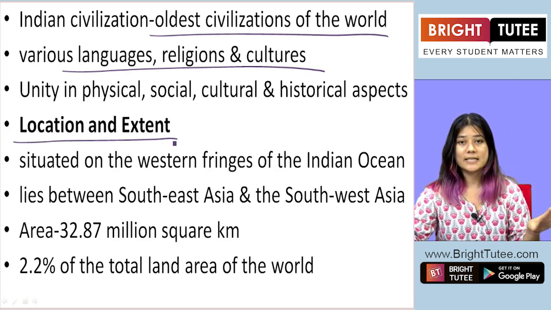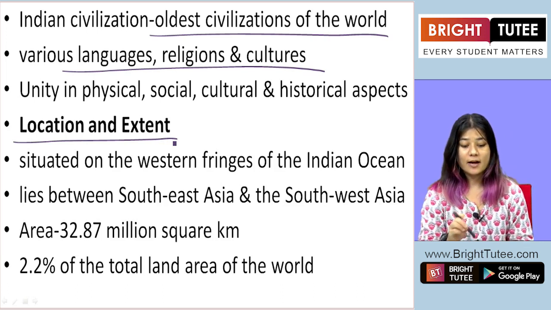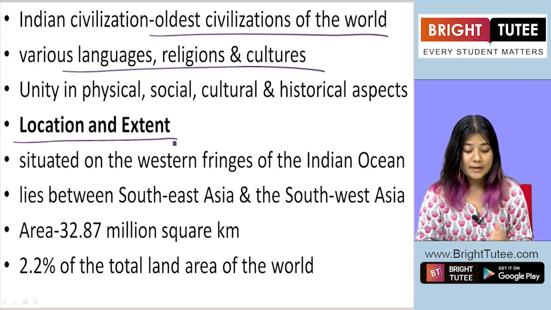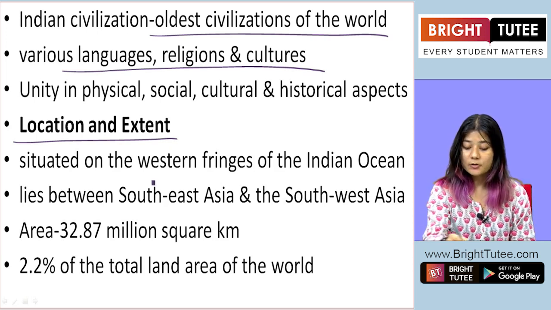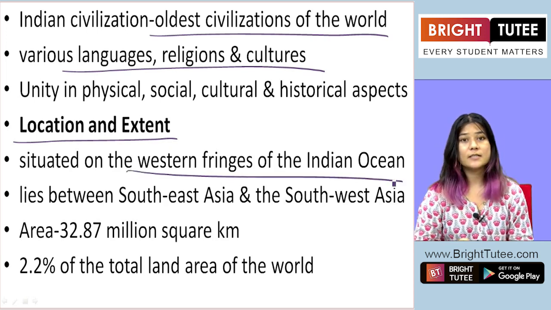Okay. Now let us look at the location and the extent. Okay, how vast India is, its area. So let's look at that. Now India is situated on the western fringes of the Indian Ocean.